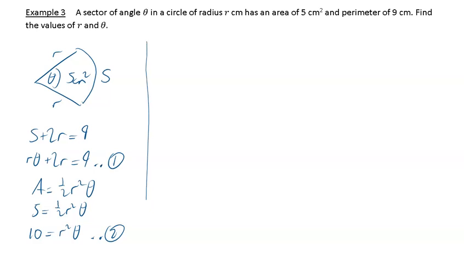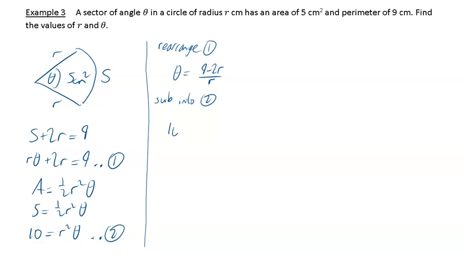So what I'm going to do is just rearrange my equation 1. I've left out a wee bit of working out, but making theta the subject, I will get 9 minus 2r all divided by r for my theta. And then what I want to do is just sub into equation 2. So we're going to put my new arrangement for theta into equation 2.